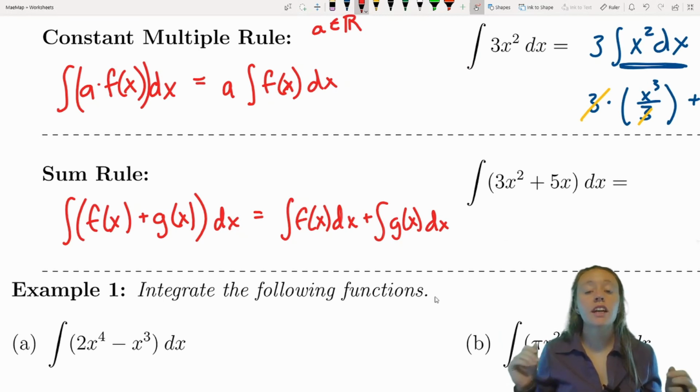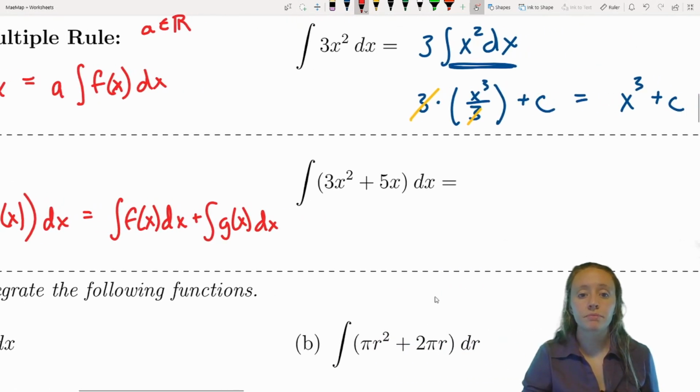However, unlike when we did differentiation where we learned about the product rule and the quotient rule, we're not going to be learning about these for integration at the moment. We need to use different methods for figuring out integrals where we have products of functions and quotients of functions. So these are 3 basic rules. Let's finish out this example for the sum rule.